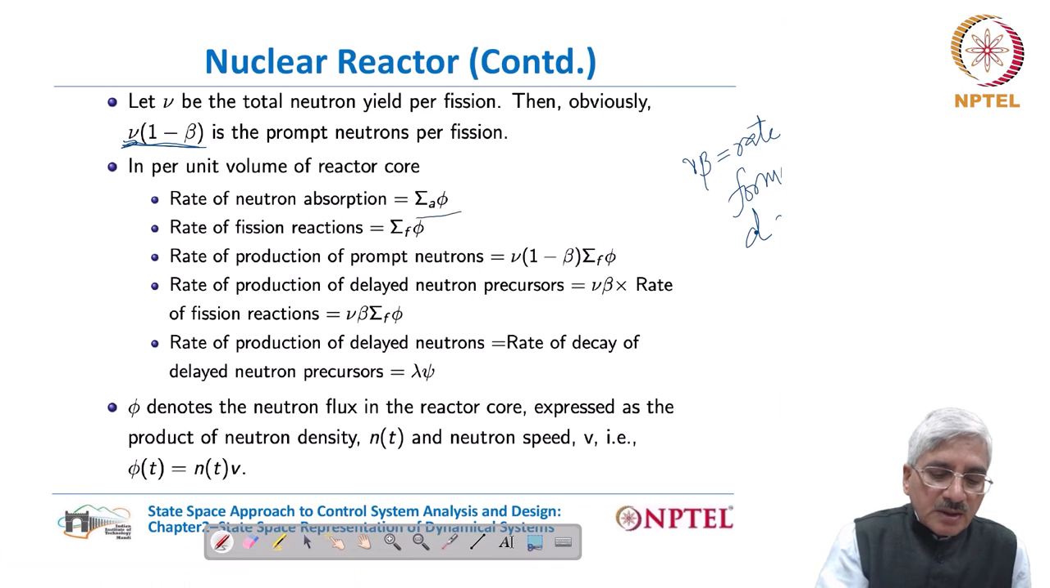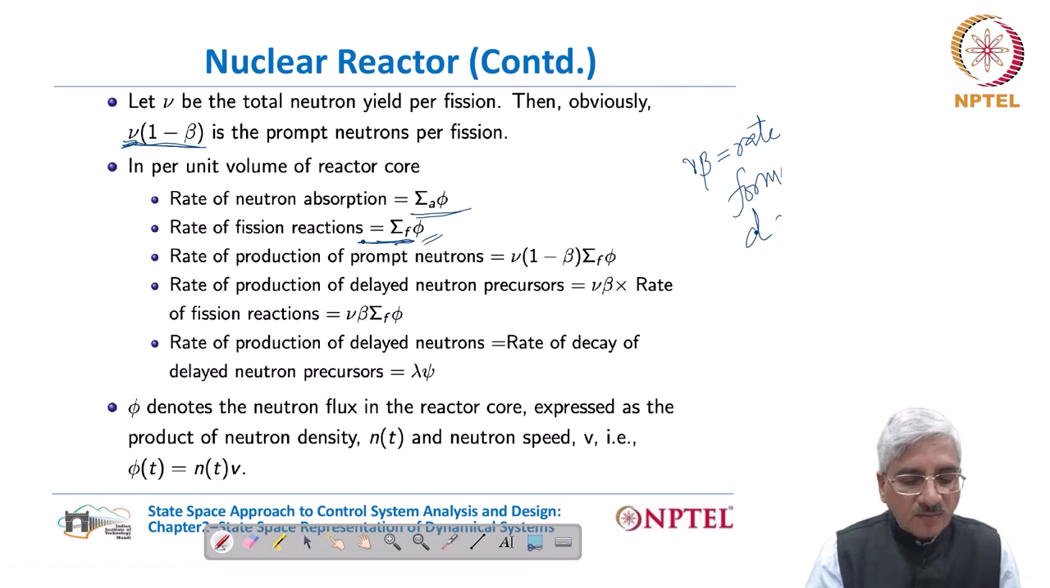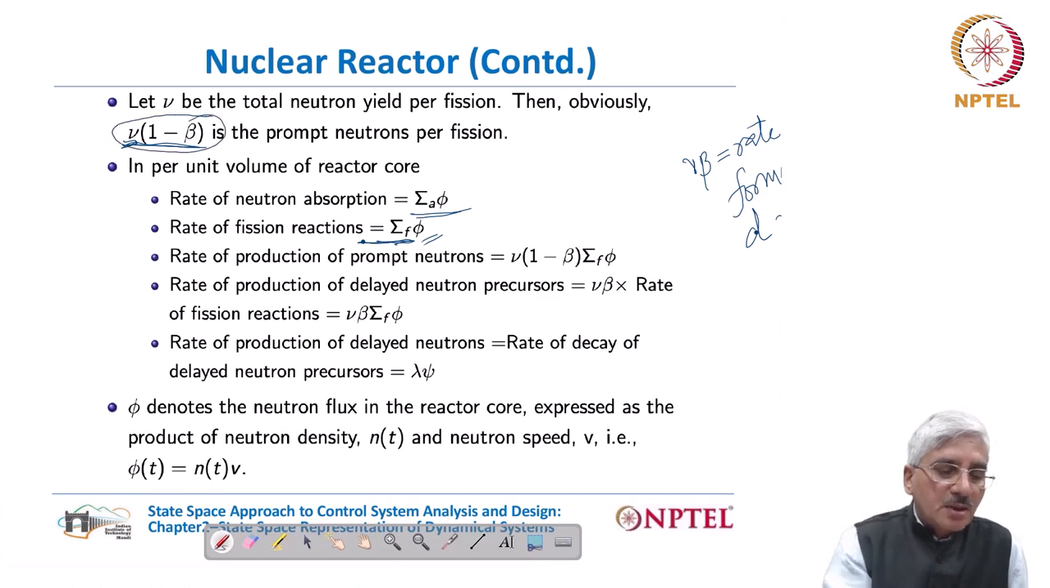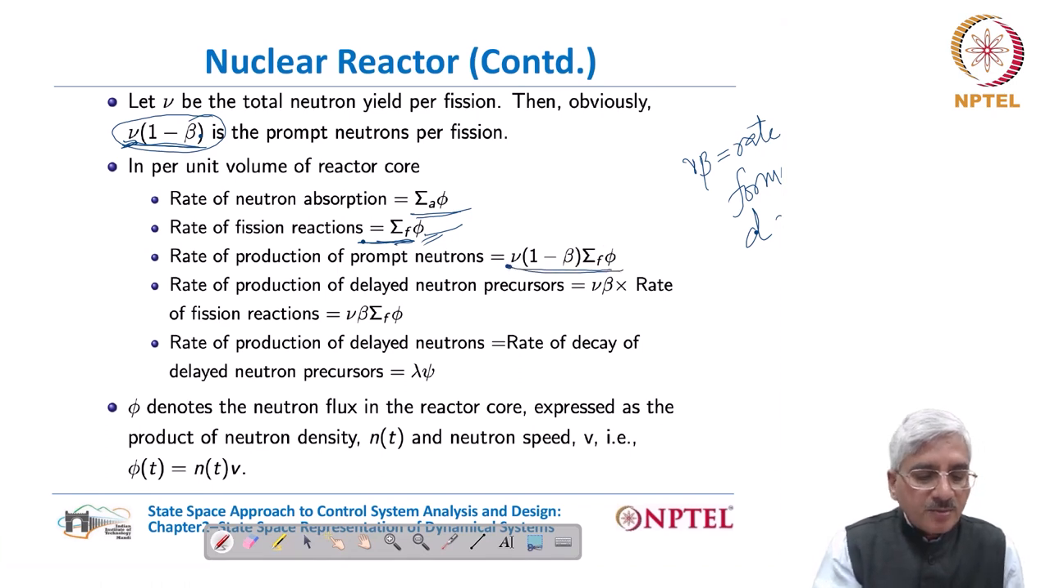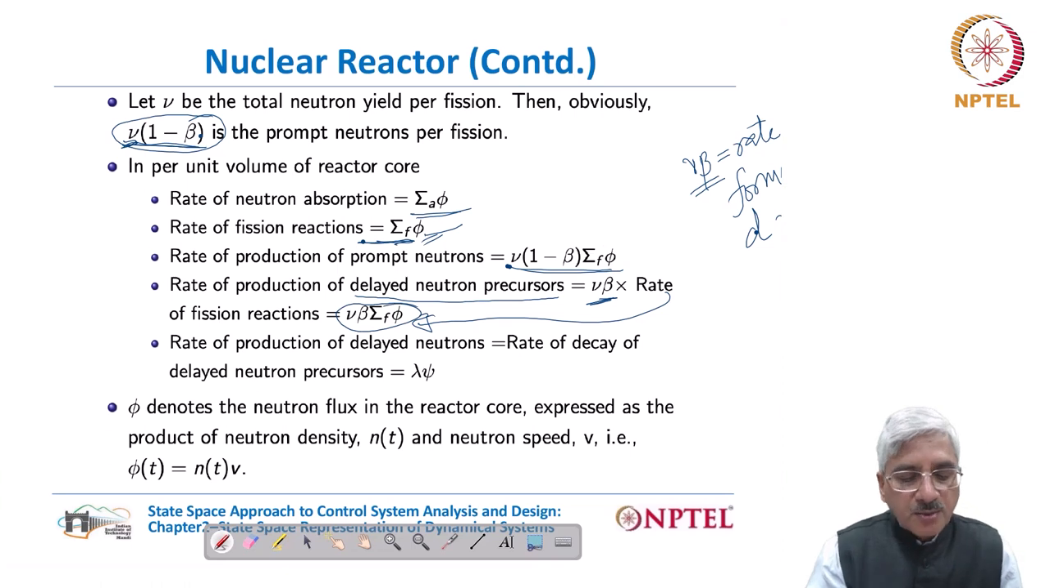So the rate of neutron absorption in the reactor is absorption cross section times neutron flux in the reactor. The rate of fission is fission cross section times the neutron flux in the reactor. So the rate of production of prompt neutrons, because each fission is giving these prompt neutrons, is this times the fission rate. And the rate of production of delayed neutron precursors is nu times beta times the rate of fission interactions.